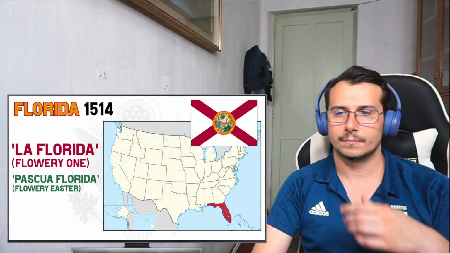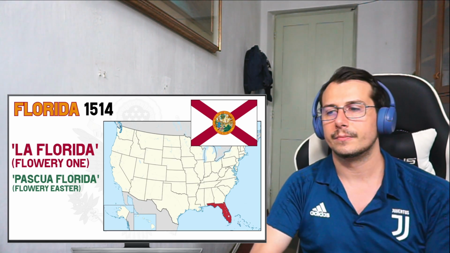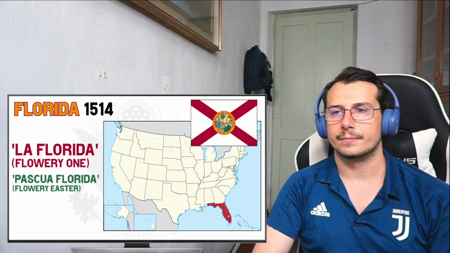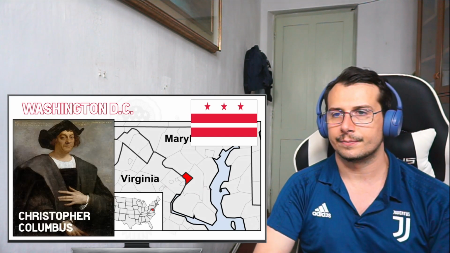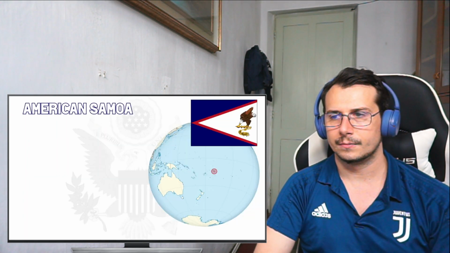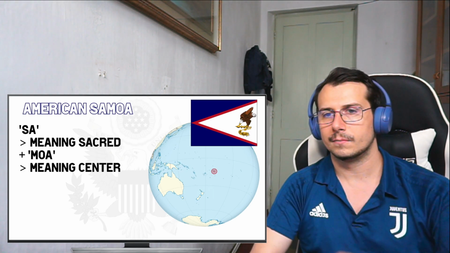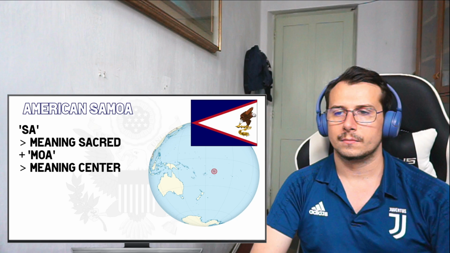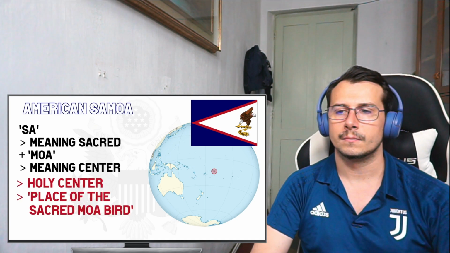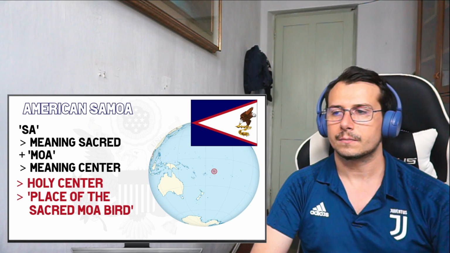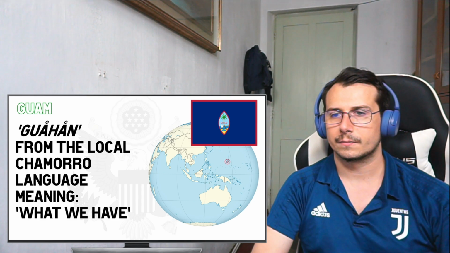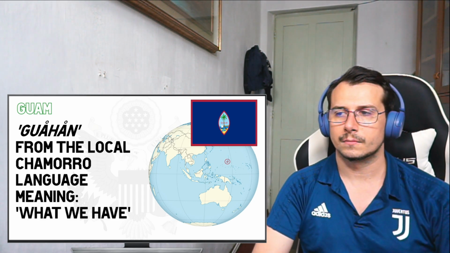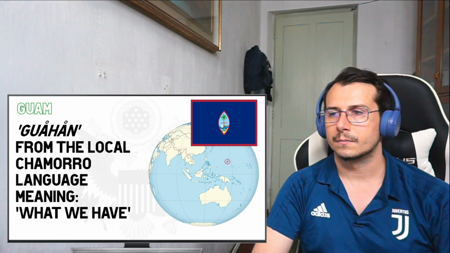The United States also has some territories and a federal district. Very quickly, the name origins of those. Washington, D.C., or District of Columbia. The name comes from Christopher Columbus, the famous European navigator. American Samoa is composed of two parts, Sa meaning sacred and Moa meaning center, so the name can mean holy center. Alternately, it can also mean place of the sacred Moa bird of Polynesian mythology. Guam comes from the local Chamorro language, specifically the word Guahan meaning what we have, a designation for the island first used in the Treaty of Paris of 1898.